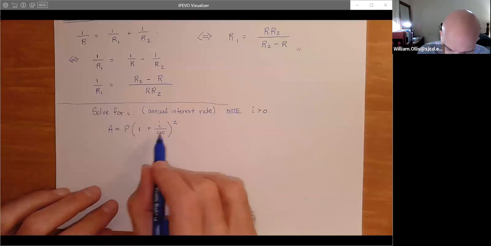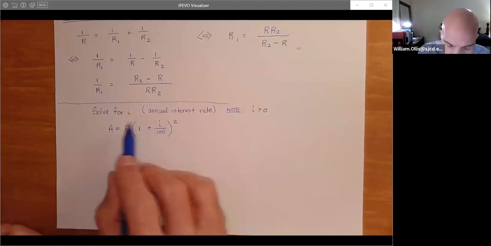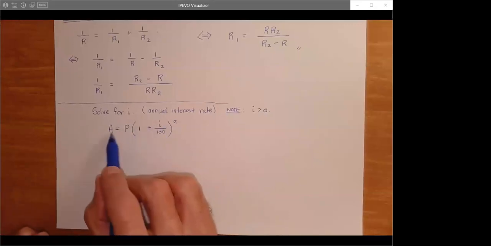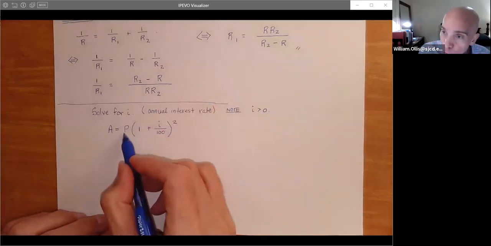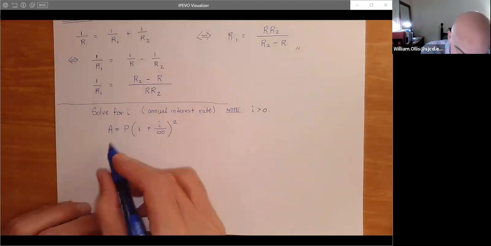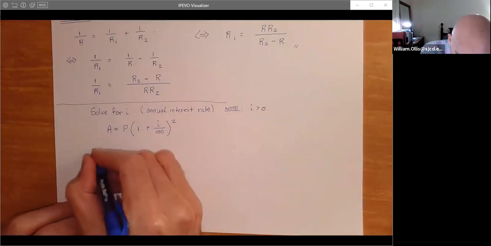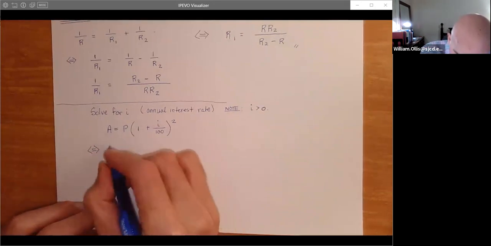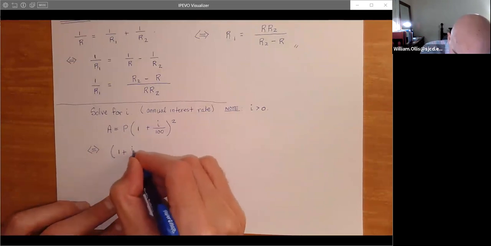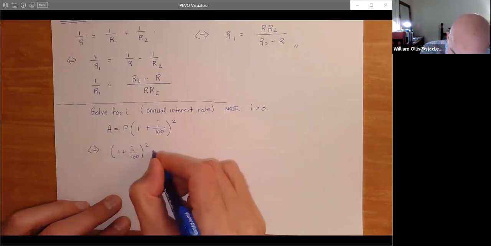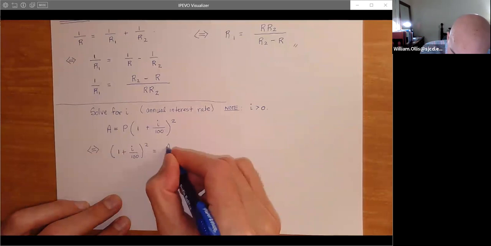So now when we look at this and we want to solve for i, first we need to make sure that we have the squared portion isolated. So the first thing we're going to do is divide by P. Equivalently, that's why I always write the double arrow here for equivalent. We have (1 plus i over 100) squared equals A divided by P.